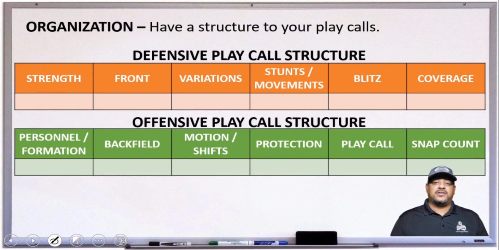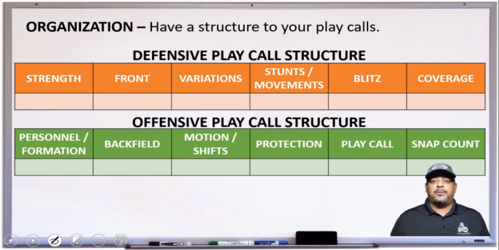On the offensive side, right? So our offensive play structure call. Typically, the first thing that comes out is the personnel. Who do you want to have on the football field? Do you want to have 11 personnel, 12 personnel, 20 personnel? Whatever that is, if you want to use those numbers, that's great. By all means, please do so.